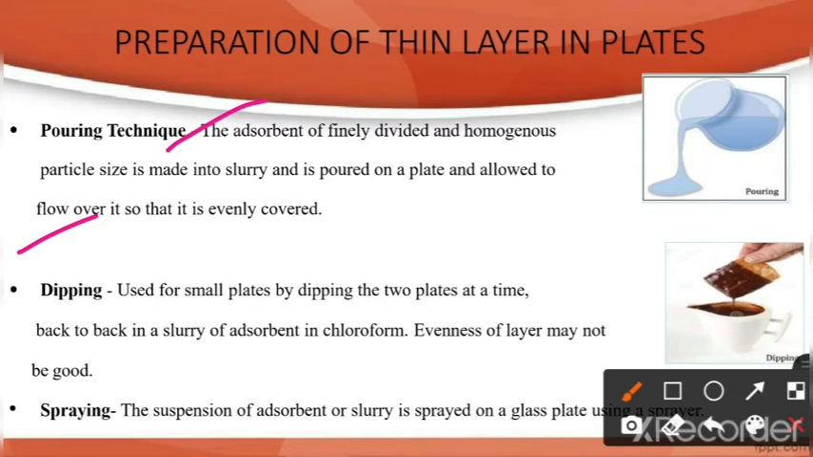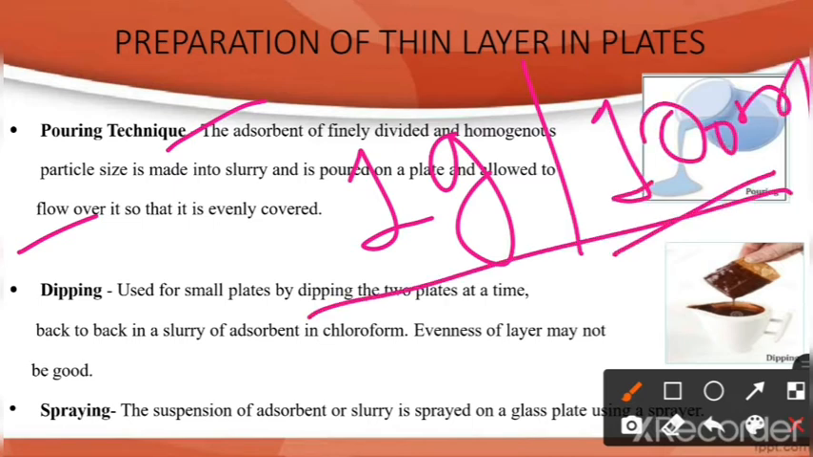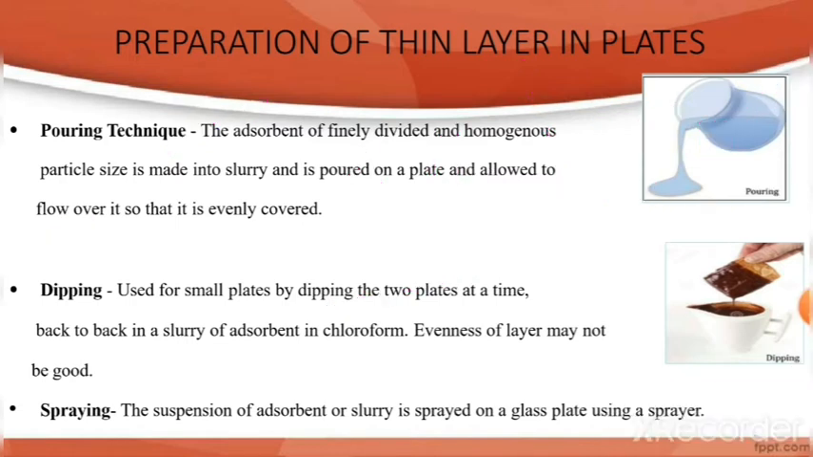Now in the pouring technique, what we have to do is first prepare the silica gel: we take 1 gram of silica in 10 ml of distilled water, or 100 ml of distilled water, and then we prepare a slurry, and with the help of that slurry we prepare a thin layer on the glass slide.